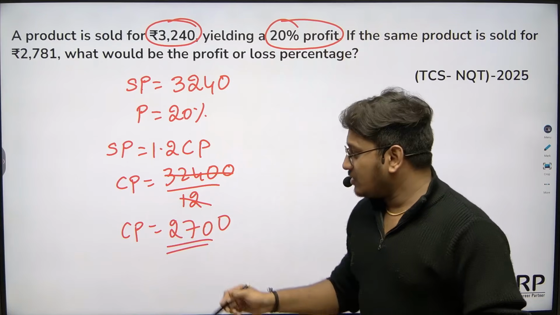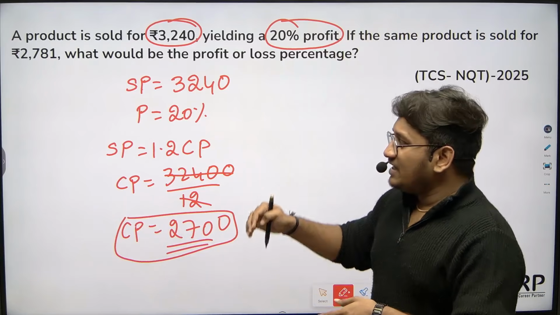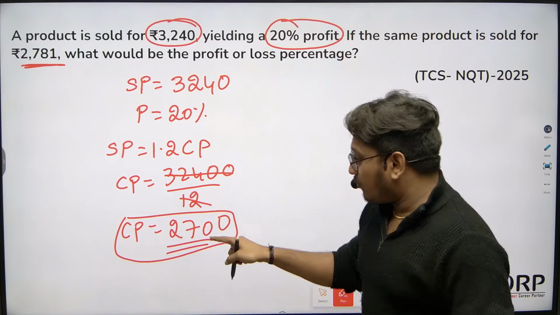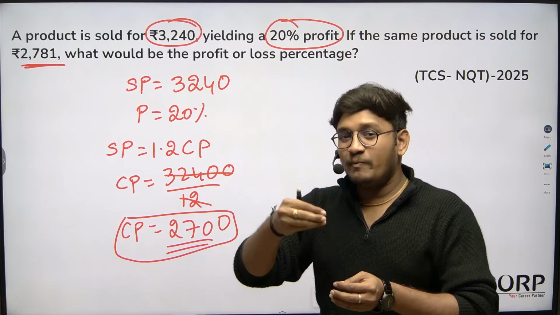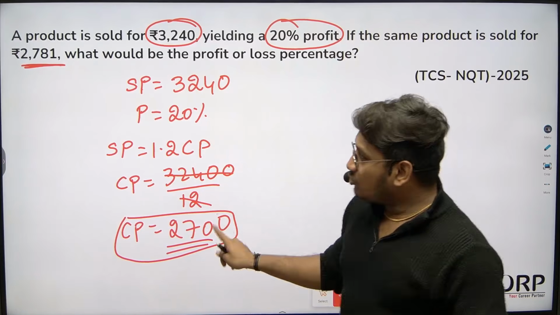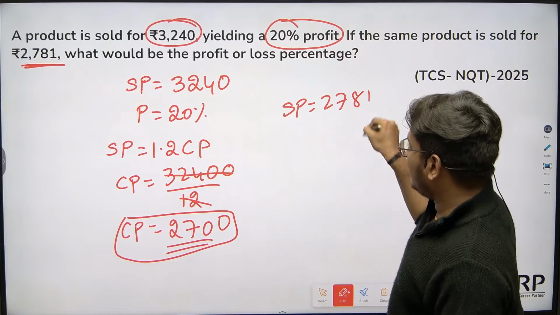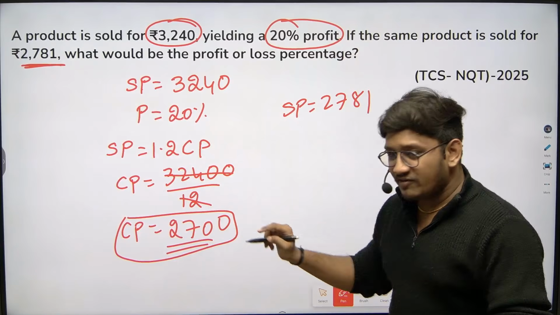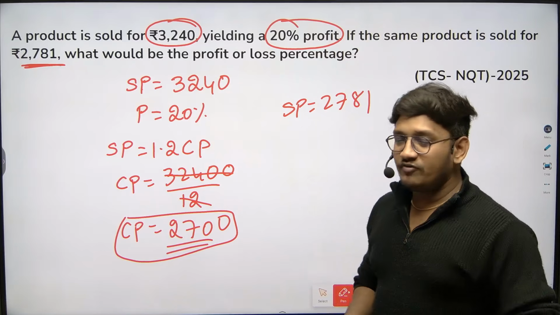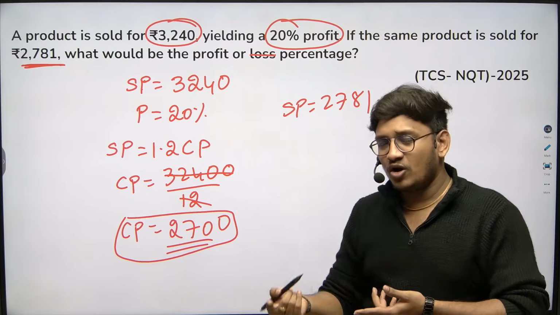Now if you observe, we got to know that the cost price is 2700. Now they are asking, if you sell that product for 2781, okay, cost price means the price at which you buy that product, right? The price at which you bought that product is 2700. Now you are selling at 2781. You bought at 2700, you are selling at 2781. Means will you get profit or loss? You will get profit for sure. So here they are asking whether you will get profit or loss, and if it is profit or loss, how much percentage?